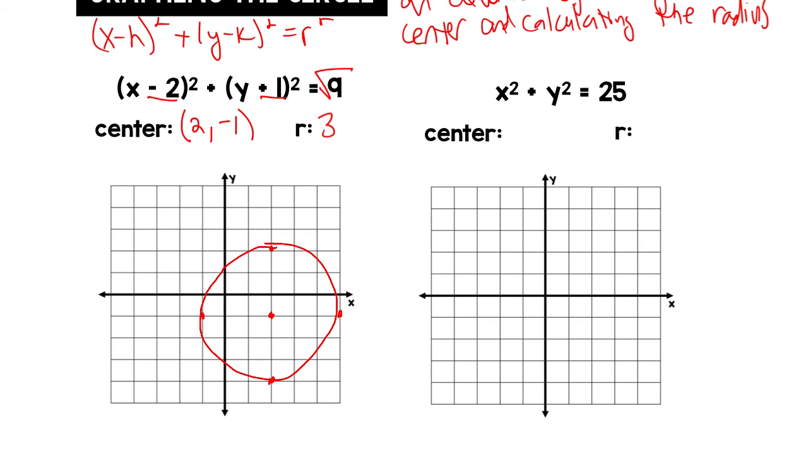Okay, let's try another. Well, there are no values in parentheses with these x and y, so that means our center is at the origin. We take the square root of 25 and we get our radius is 5. So center is at the origin. We go 5 in each direction. 1, 2, 3, 4, 5 up. 5 left, 5 down, 5 right.